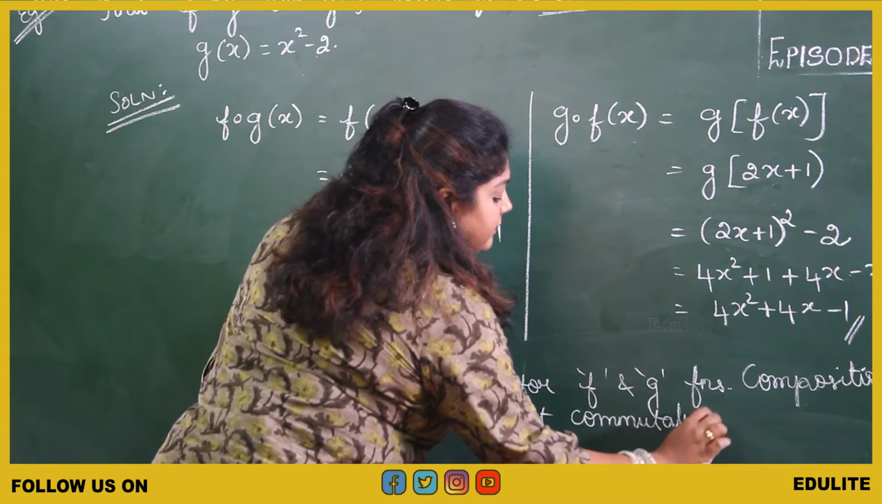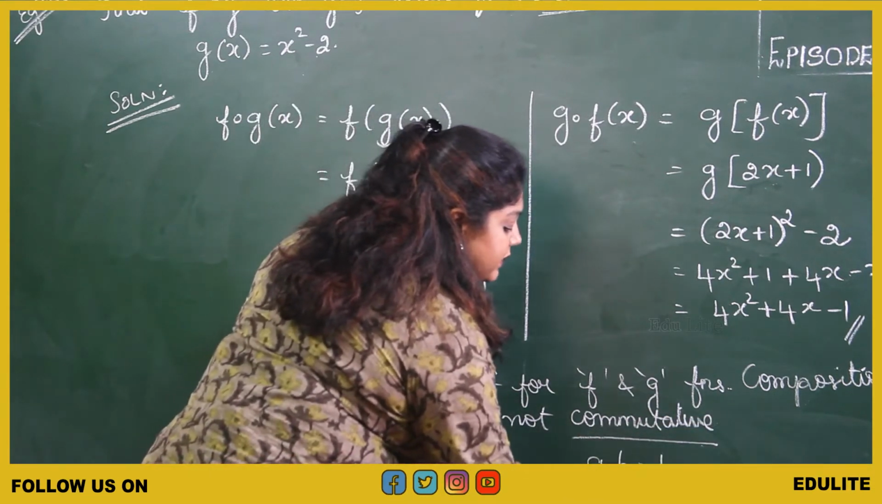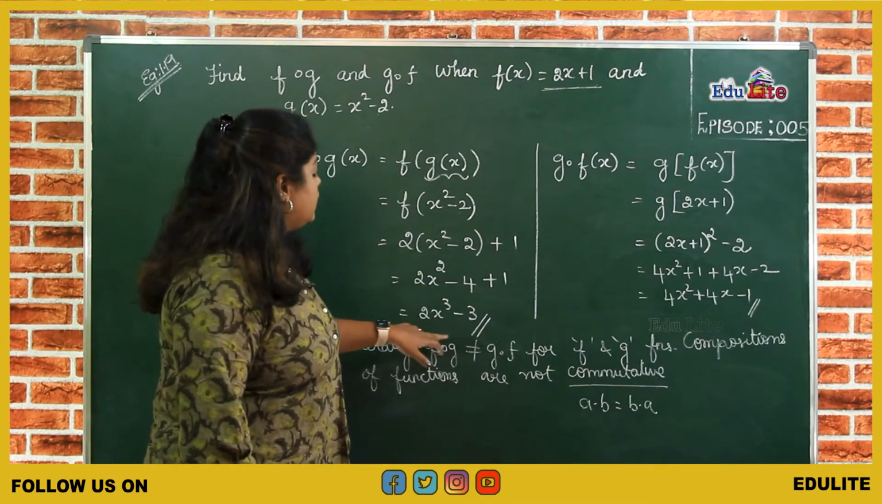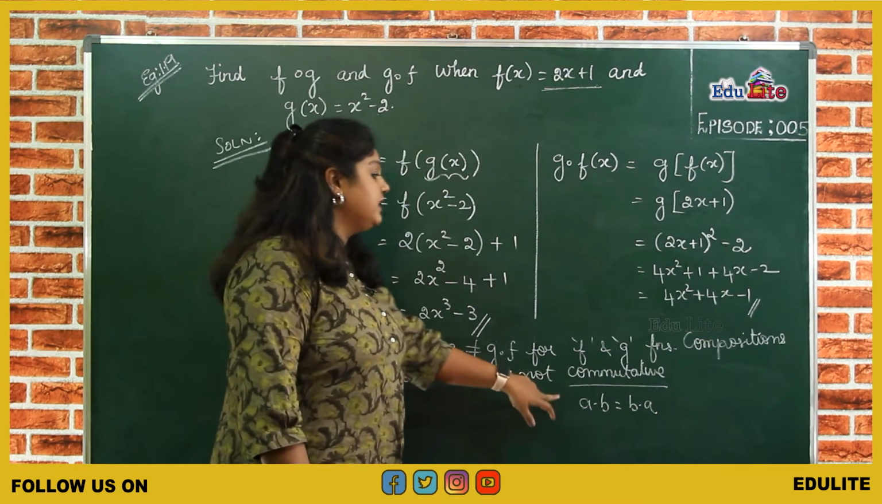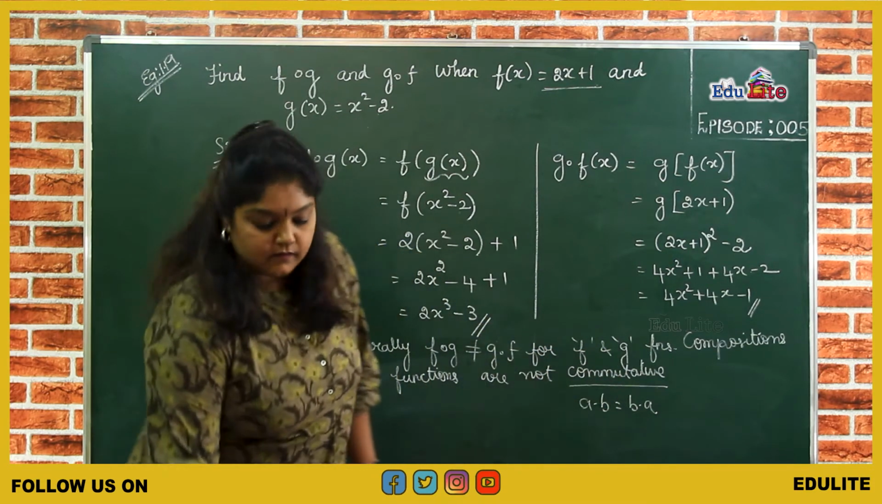What is meant by commutative is that the commutative property is nothing but a dot b equals b dot a. But in this composition of functions, the two compositions are not equal. That is why we are mentioning that composition of two functions is not commutative.